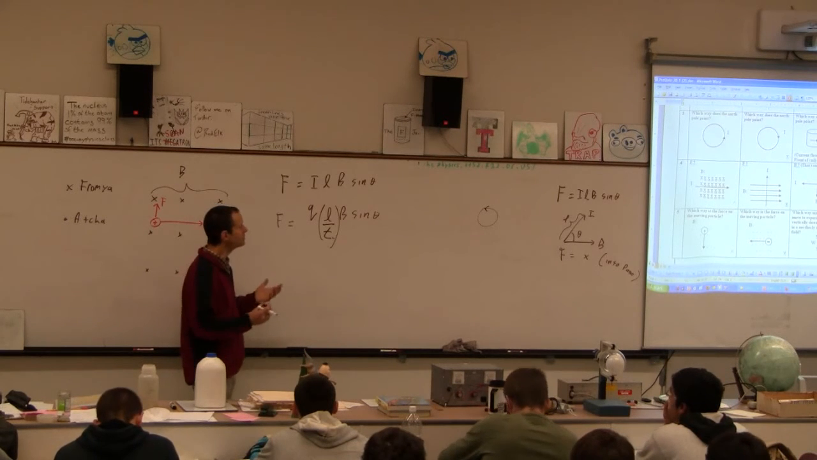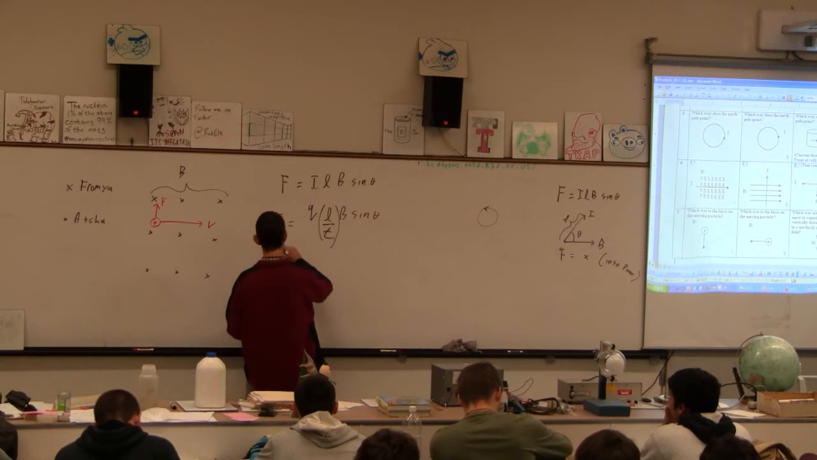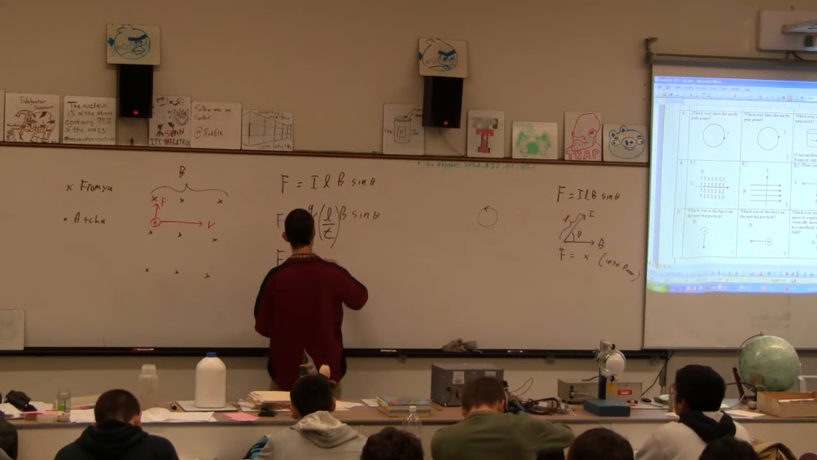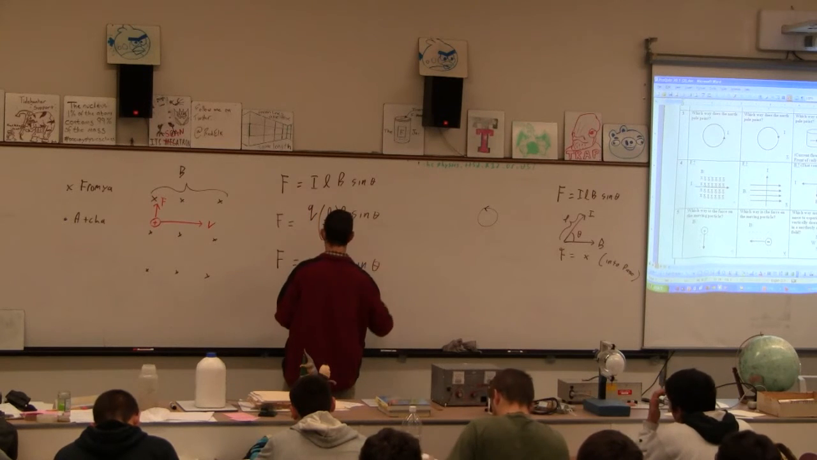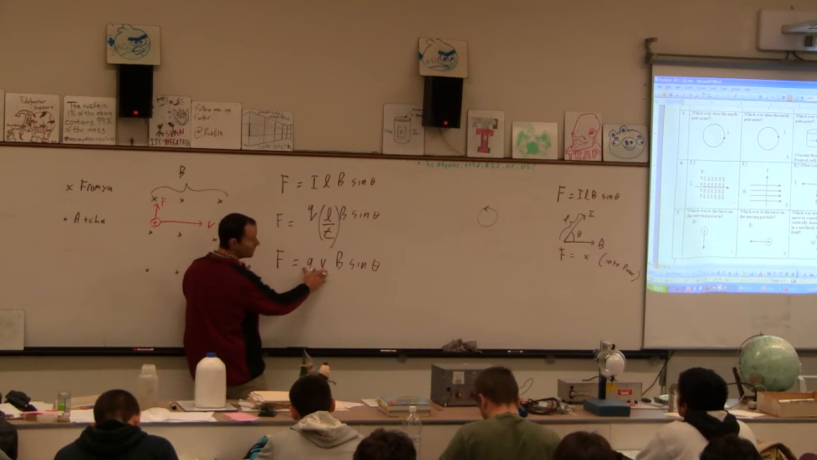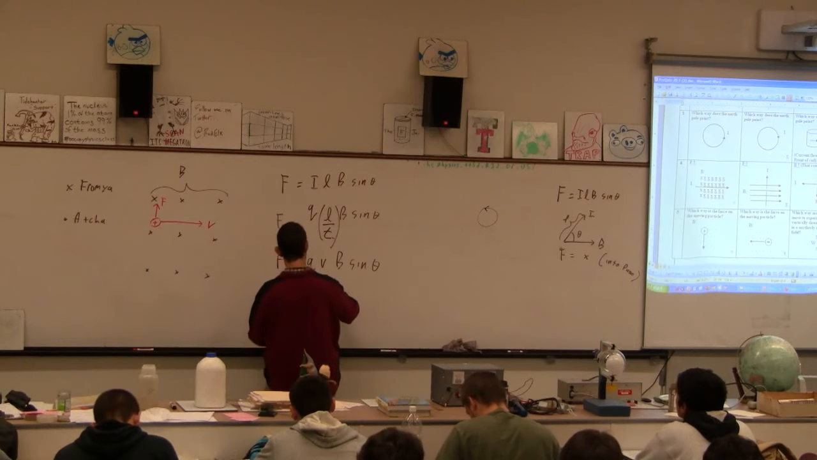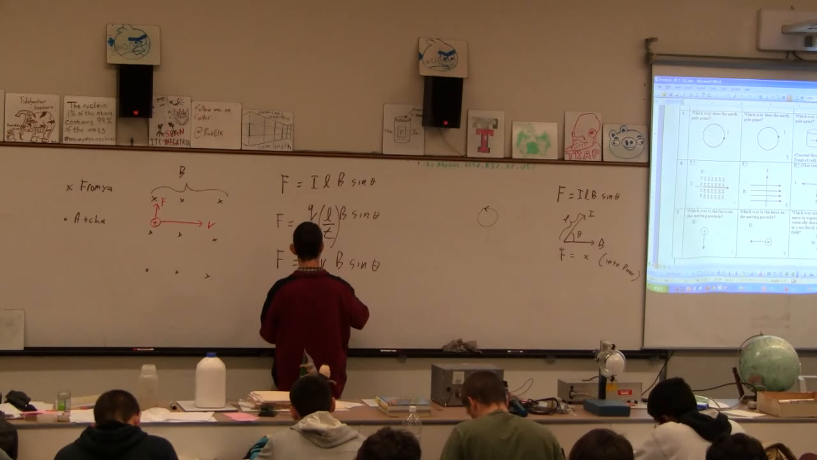That's our velocity. So here's our new formula: the force on a charged particle is Q, V, B, sine theta. And we're going to do exactly the same thing. QV is like our IL, so this thing is our index finger.